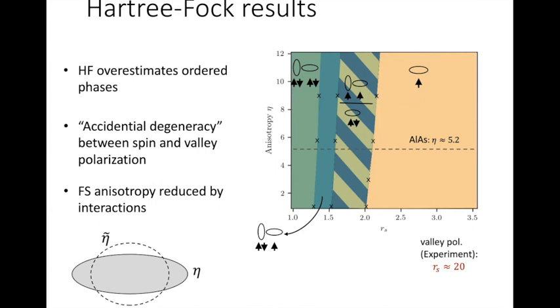Another feature of the Hartree-Fock solution is that we have the bare anisotropy of the single-particle dispersion, and that anisotropy is strongly renormalized by interactions. The interactions really like the Fermi surface to be more circular. And we find that the Hartree-Fock Fermi surfaces are almost circles when rs is substantial.